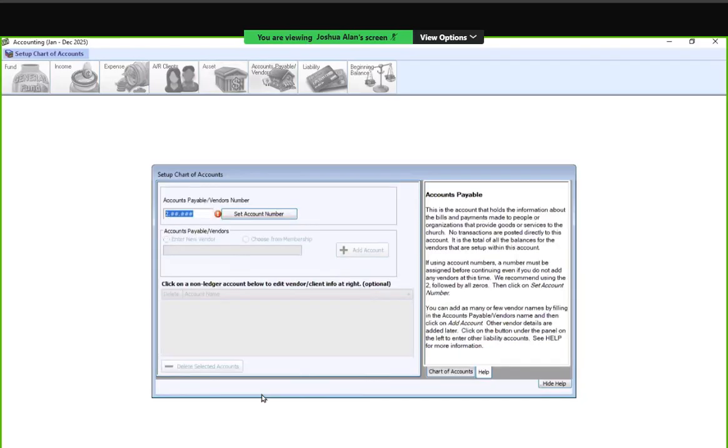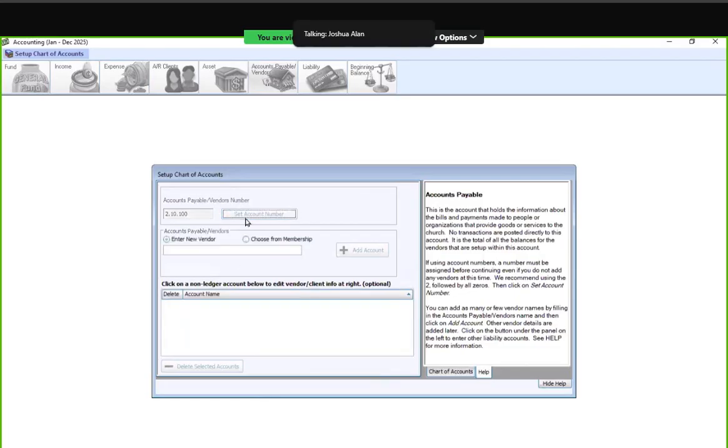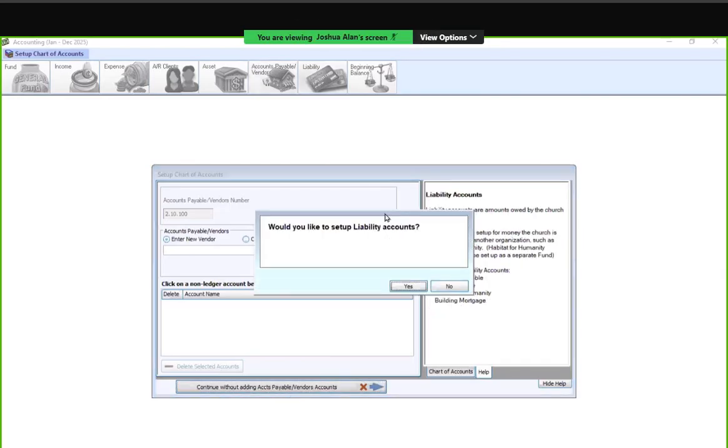Now it's asking me to set up an accounts payable ledger account, so maybe 20,100 on that, and set account number. So again, we're running short here on time, so I want to get through this. I've got to, like I said, folks, I'm sorry I'm going to go a couple minutes long here. I can add accounts payable vendors here if I wish, or I can continue without adding accounts payable vendor accounts and add those later, which is what I'm going to do. So I'm going to do that, and it's now asking me if I'd like to set up other liability accounts.